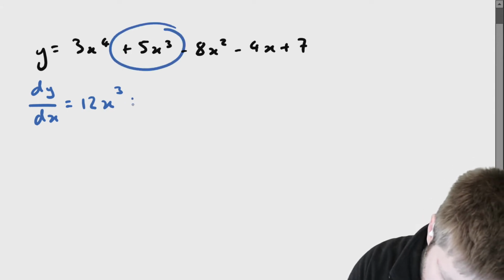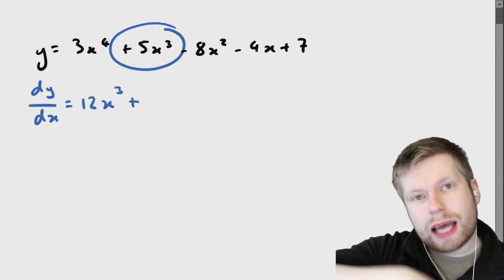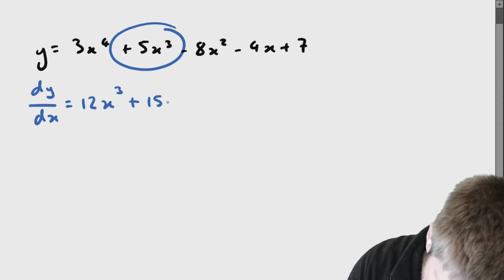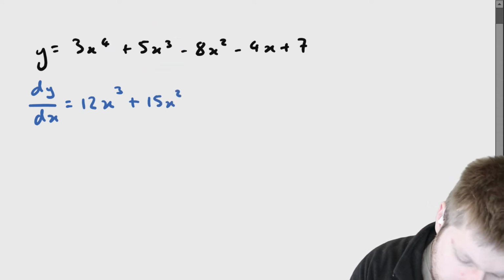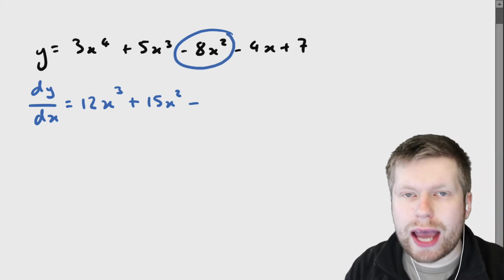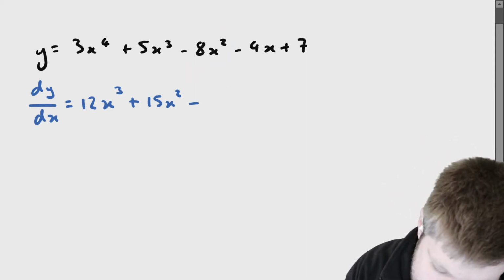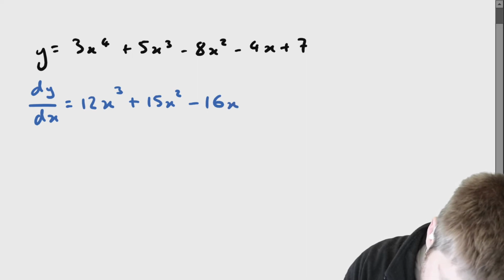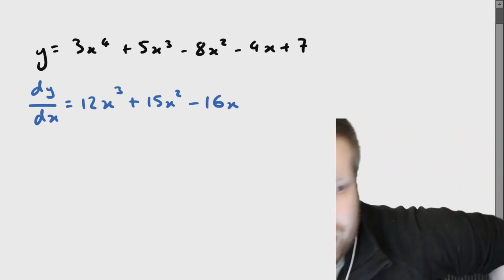So looking at the next term, I get positive 3 climbs down, so it's 3 times 5. And I reduce the power by 1, so it becomes 15x squared. The next one, I look at 8x squared, so bring the power down, it becomes negative 16, and then I reduce the power by 1, it becomes x to the power of 1, or just x.